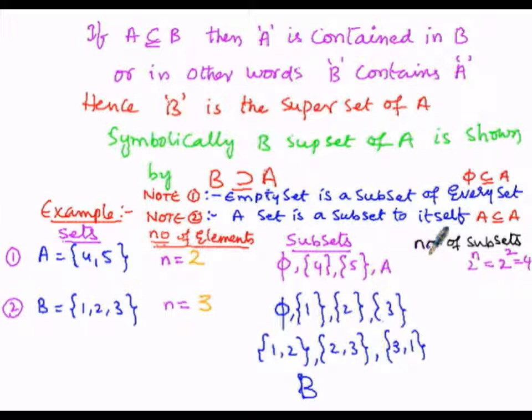So the formula for the number of subsets is 2 to the power of n, where n is equal to 3 in this case. So 2 cubed, that is 2 into 2 into 2, is equal to 8. So 8 must be the number of subsets. Let us count here. 1, 5 is also one of the subsets. 1, 2, 3, 4, 5, 6, 7 and 8. So there are 8 subsets.